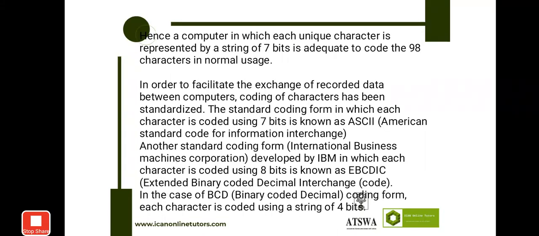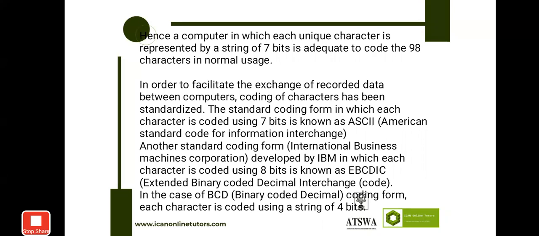So hence a computer in which each unique character is represented by a string of 7 bits is adequate to code the 98 characters in normal usage. So in order to facilitate the exchange of recorded data between computers, coding of characters has been standardized. The standard coding form in which each character is coded using 7 bits is known as ASCII, that is American Standard Code for Information Interchange.